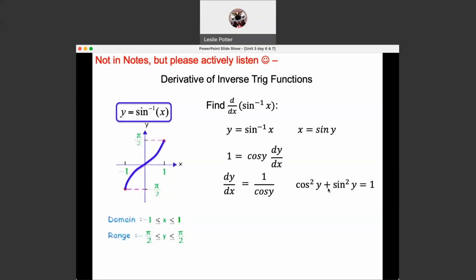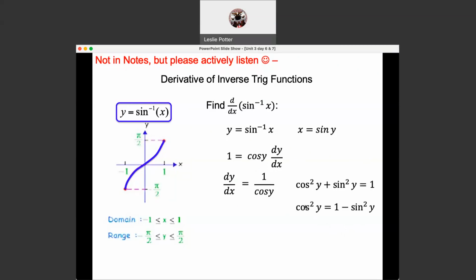So we're going to use this trig identity: cosine squared y plus sine squared y equals 1. And this is not obvious. I wouldn't expect you to come up with this on your own, but I'm just trying to give you a little background about where the derivative of the inverse sine comes from in terms of x. This is the derivative of the inverse sine in terms of y. We just need to get the variable correct.